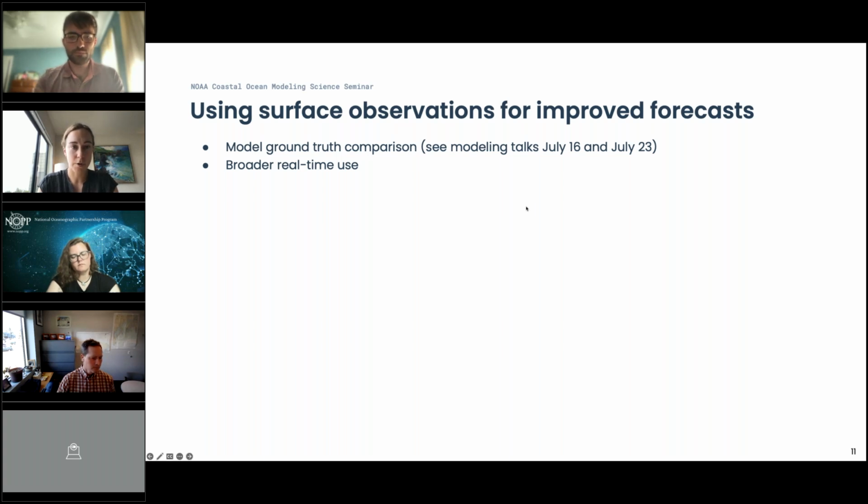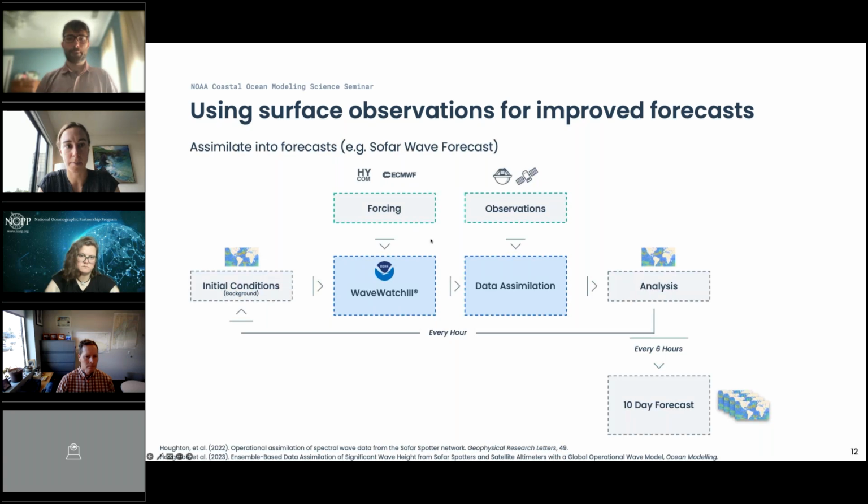But looking forward and zooming out as well, there's a lot of broader real-time use in being able to get rapid response targeted deployments into storms. And this comes in the form of data assimilation. So if you go to the next slide, I'll spend the last couple minutes that we have talking about how data assimilation can be utilized to really impact your wave forecast skill.